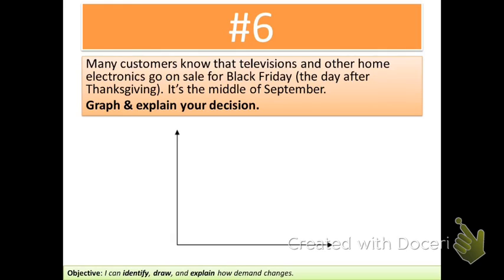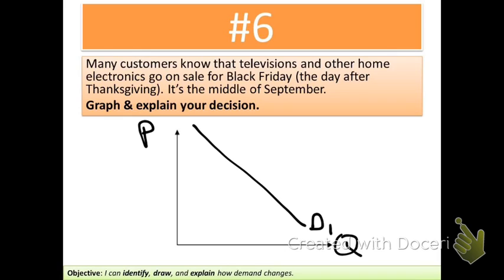Number 6. This is the most difficult one. Customers know the televisions and other home electronics go on sale for Black Friday, which is after Thanksgiving in November, but right now it's the middle of September. So we have to graph and explain the change in the market demand for televisions right now. So we tell a story. Price, quantity, there's our demand curve.